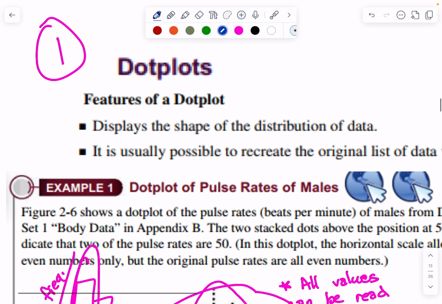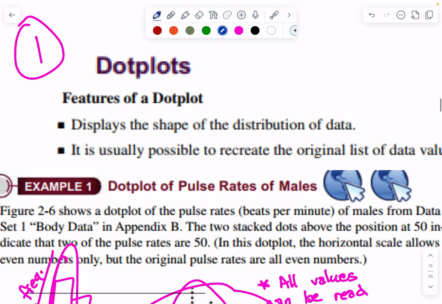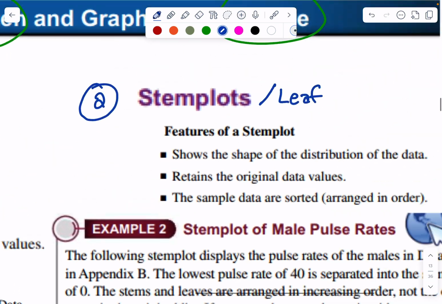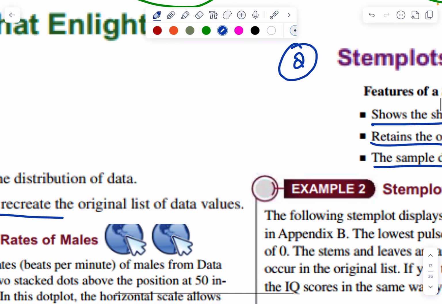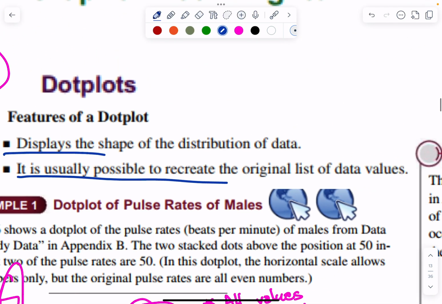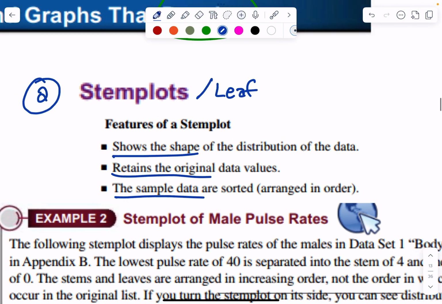Features of a dot plot: it displays the shape. We said that. It is usually possible to recreate the original list of data values. We said that. A stem and leaf plot shows the shape of the distribution, and it retains the original data values. You can go back to the original data values. And the sample data are sorted. I guess dot plots are also sorted, so I don't know why that wasn't listed over there. But anyway, arranged in order.